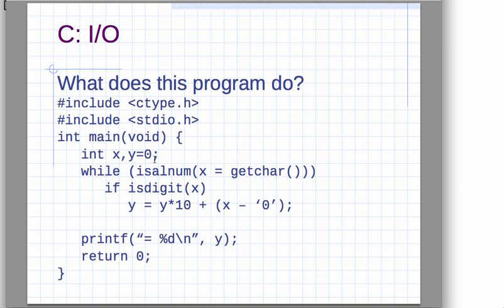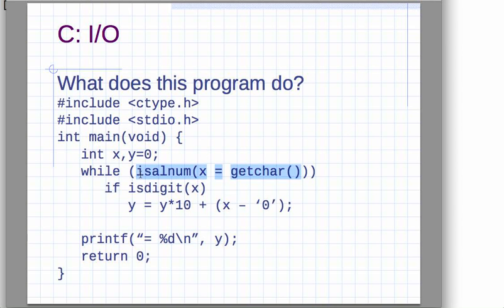inside which we keep getting characters from the standard input, and whatever we get in we store as an integer x and then pass that as a parameter to isalnum. So that's what all of this is doing: getting a character, storing it using an assignment statement into the variable x, and then passing that variable x into the isalnum function, which is true if this is a letter or a number.